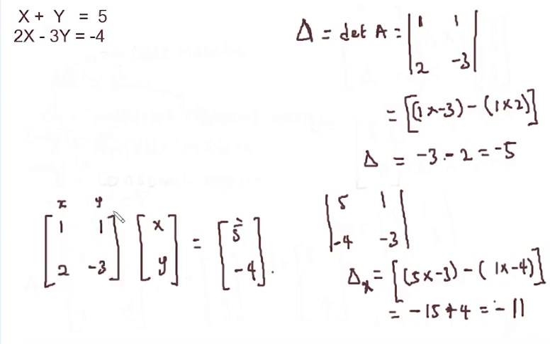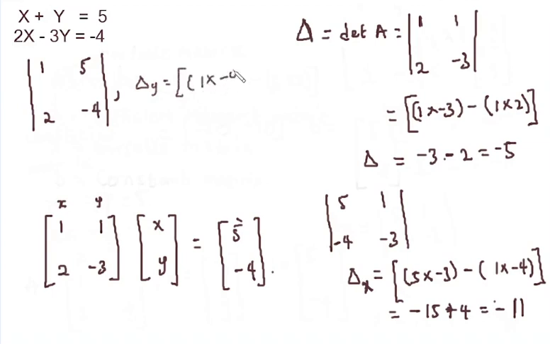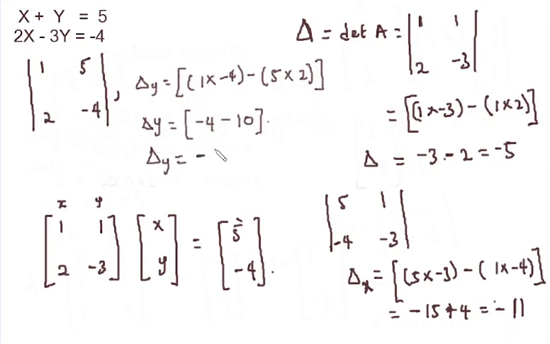The next step is to replace the Y column, which gives another new matrix. I'll keep the existing X column, 1, 2, and replace the Y column with the constant matrix, 5, minus 4. If I take the determinant of this matrix, I'll have delta Y, which is 1 times minus 4, minus 5 times 2. So 1 times minus 4 is minus 4, and minus 5 times 2 is minus 10. So delta Y is equal to minus 14.